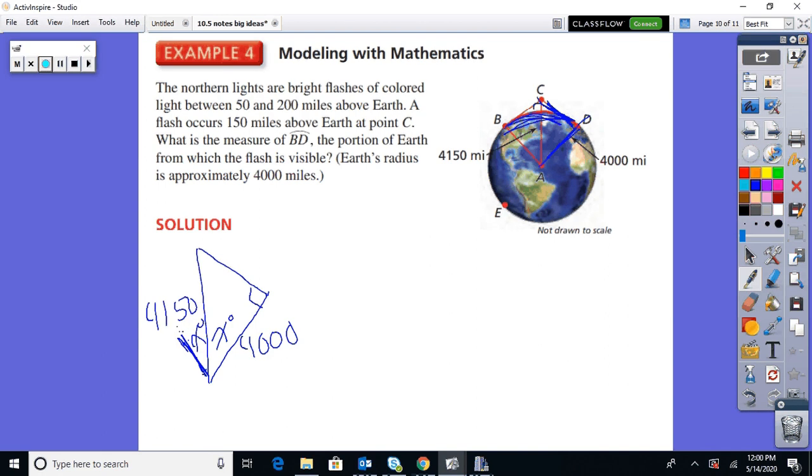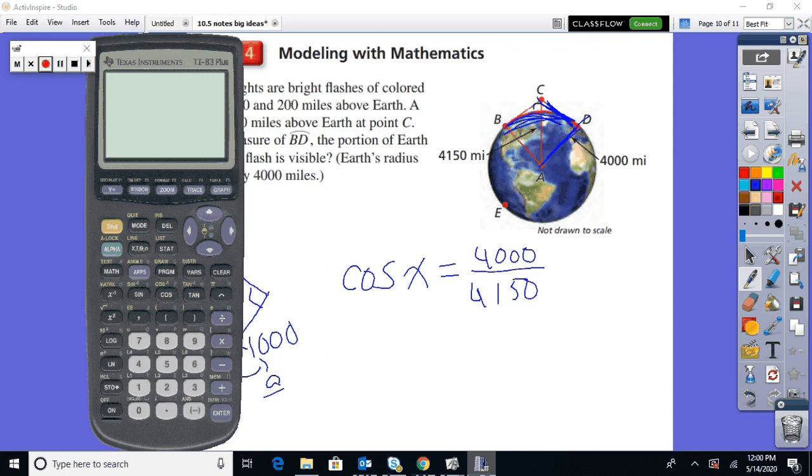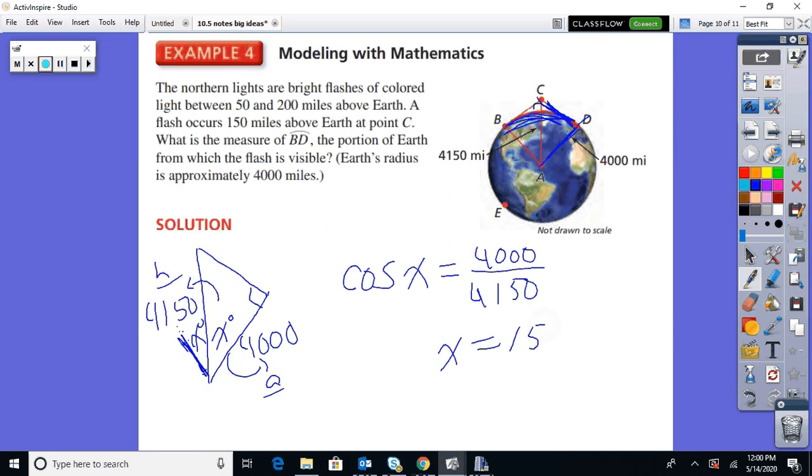So, how do I get x? Throw it back. I got adjacent and hypotenuse. A, H, that's your cosine. So the cosine of x equals adjacent over hypotenuse. So we throw it into our calculator. Make sure you're in degrees again. And so the second cosine of 4,000 divided by 4150 is 15.5. So x is 15.5 degrees.